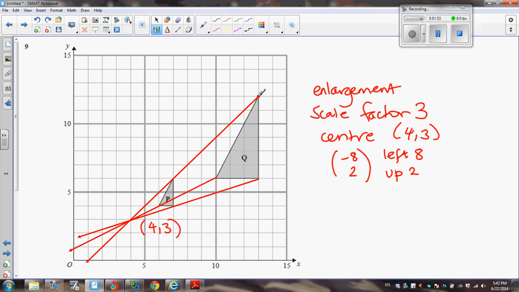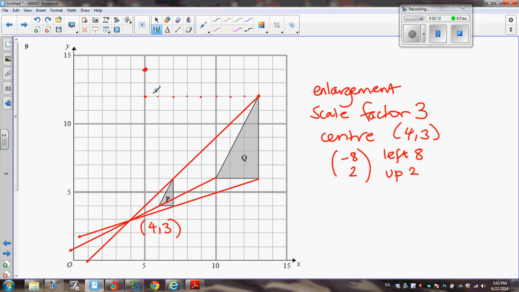So I'm going to choose one of these corners. So let's choose this one. If I move it 8 places left, that's 1, 2, 3, 4, 5, 6, 7, 8. That top corner is there, and then I'm going to go up 2, so the top corner is going to end up here. All I need to do then is draw in the rest of the triangle.